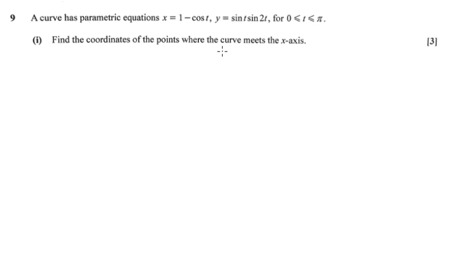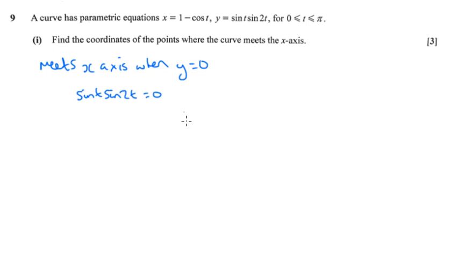It says find the coordinates of the points, plural, where the curve meets the x-axis. So we've got these two parametric equations. The curve will meet the x-axis when y equals 0. So in other words, when sine t sine 2t is equal to 0. And that will equal 0 when either sine t is 0 or sine 2t is 0.